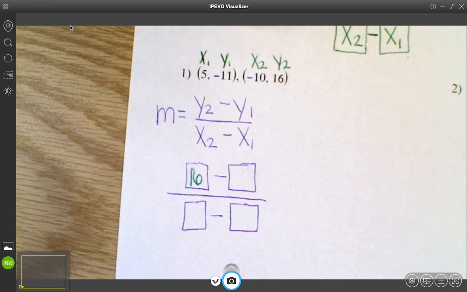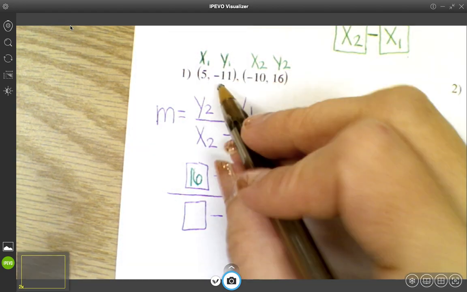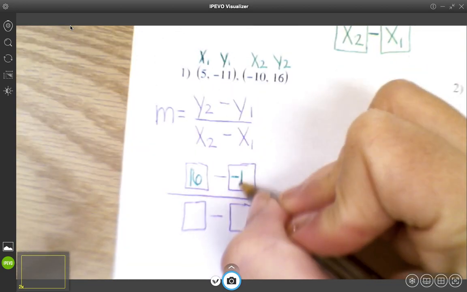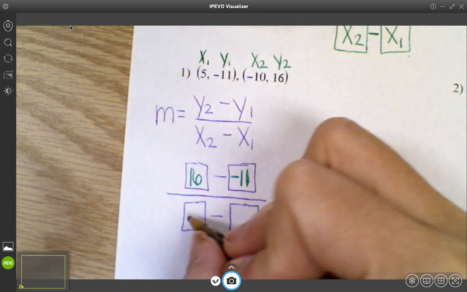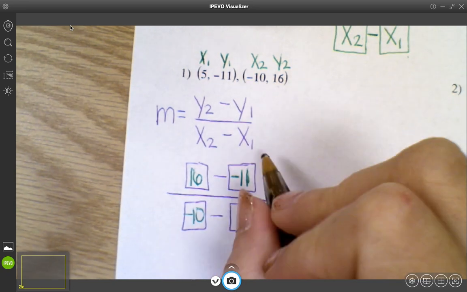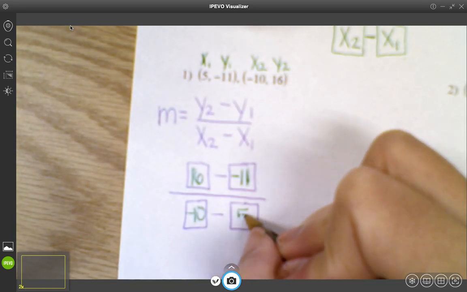All right, and then the second y coordinate is negative 11, so I'm going to put in a negative 11 there. And then for x2 is negative 10, and then x1 is 5.